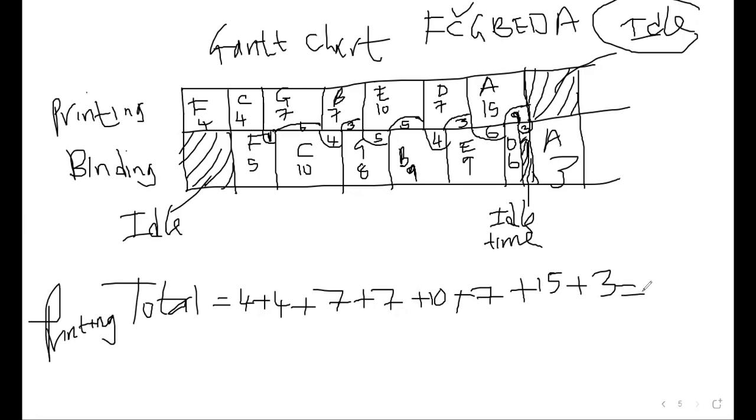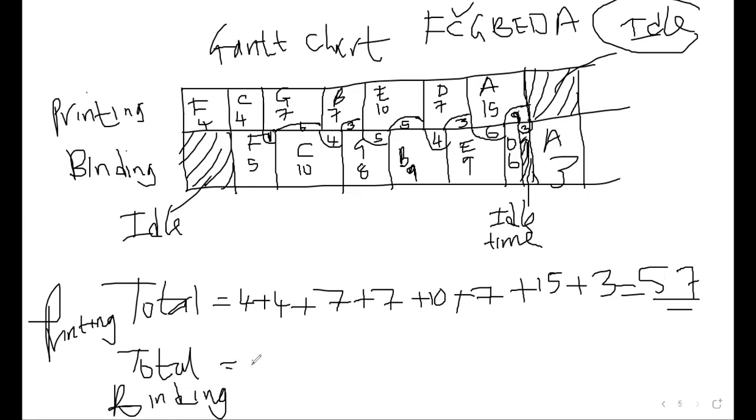So this is the 8 plus 14 plus 10 plus 7 plus 15 plus 3. Their time was 57. Okay, so that's the answer. If we always use the total time for binding, we can simply just quickly add. So the total time for binding should be the same. If you find different answers, then there will be a mistake somewhere.